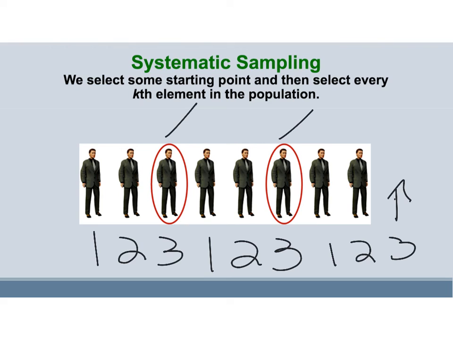So even though systematic sampling has bias, because once you pick this guy, these 2 had no chance of being selected, that made it not random, but it's still a good sampling method if you need to make sure you're getting so many throughout the population.